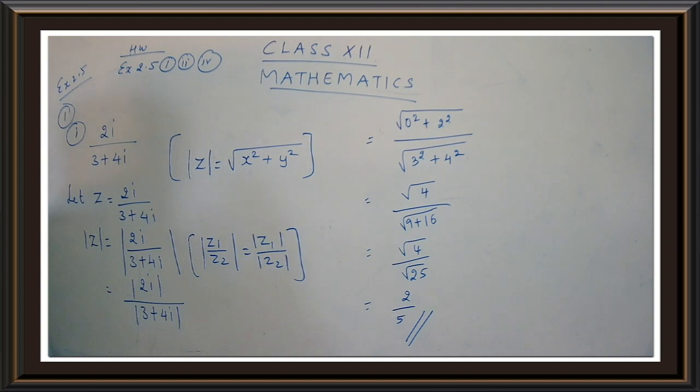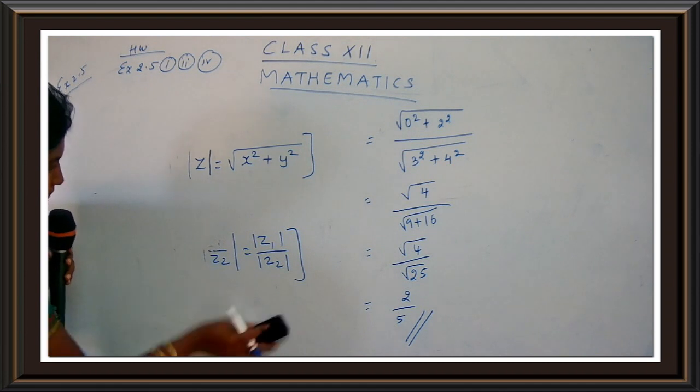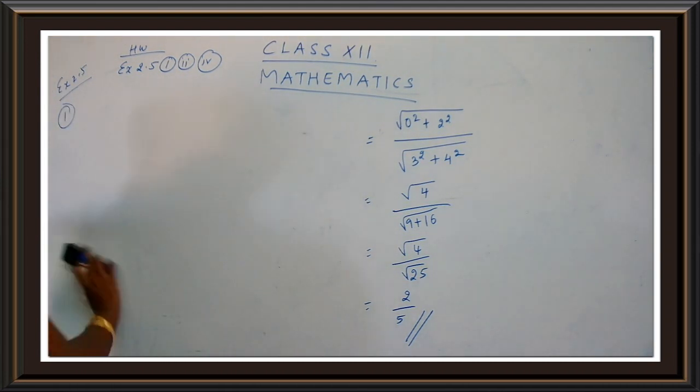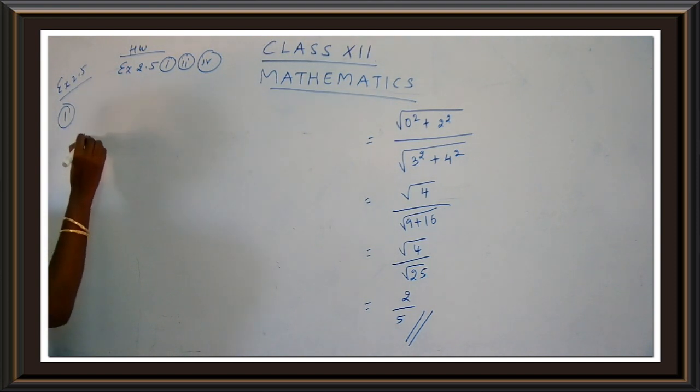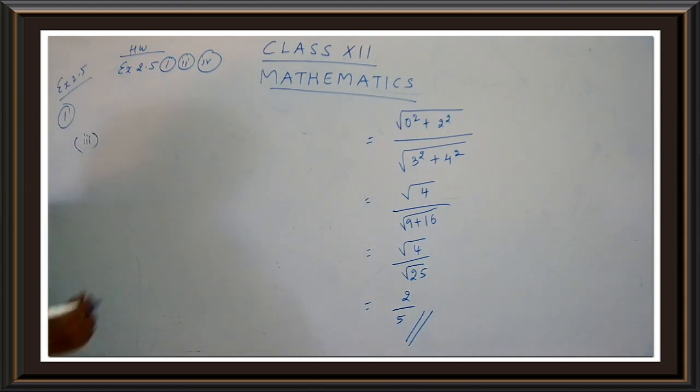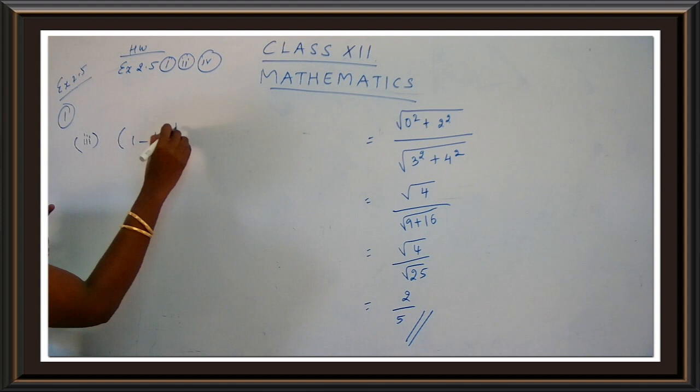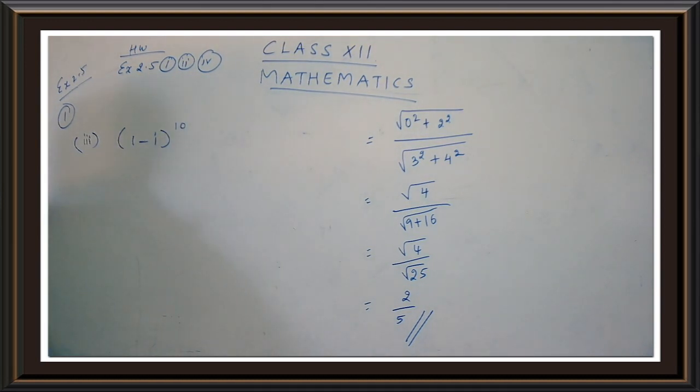Shall we go for the next sum, children? I hope you would have done it. I'll rub this part. So write down the third subpart. It's 1 minus i the whole raised to 10. Okay. So let us write down. To start, I have to assume it as a complex number. So I'll write let z is equal to 1 minus i the whole raised to 10.